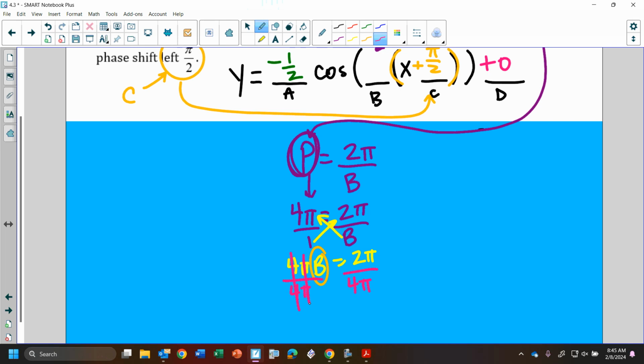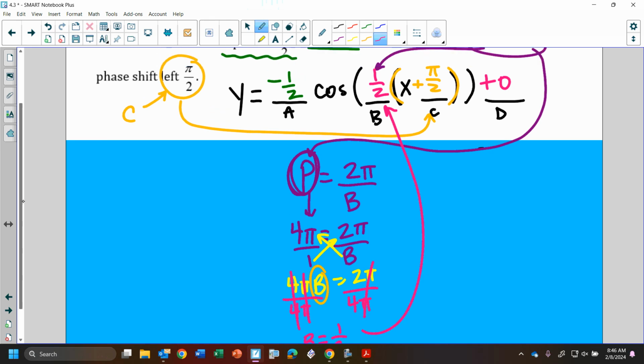All right. So what's going to happen when we divide by 4 pi? What happens to those pi's? They cancel out. Yeah. And what is 2 divided by 4? Careful. 1/2. Yeah, the smaller number's on top. Do we agree it's 1/2? Yeah. There's your B value. Plug that in to our equation. Cool. Before we go any further, is this making sense? How are we feeling? Okay.